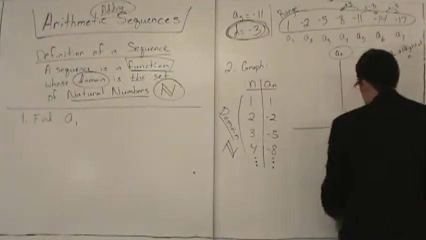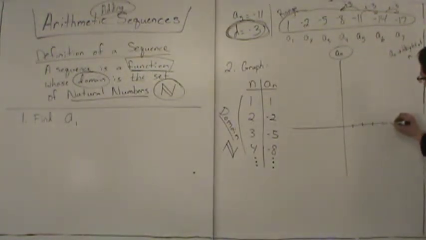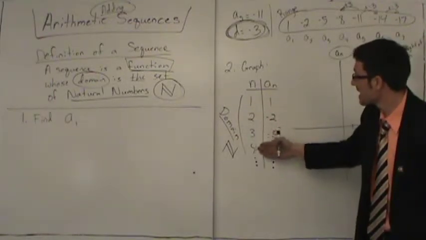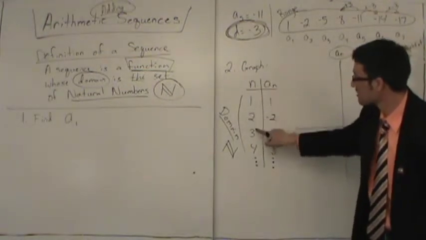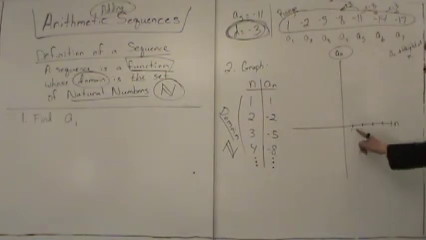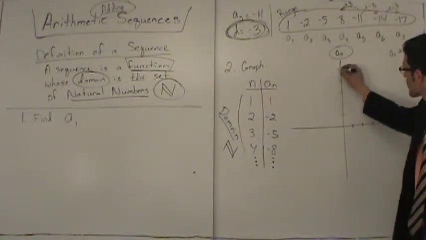Okay. And now I told you, do not change the scale on the n-axis. The n-axis will always stay the same. Why? Why will it always be units of 1? Because our domain, the n values, will always be the set of natural numbers: 1, 2, 3, 4, 5, 6, 7, etc.